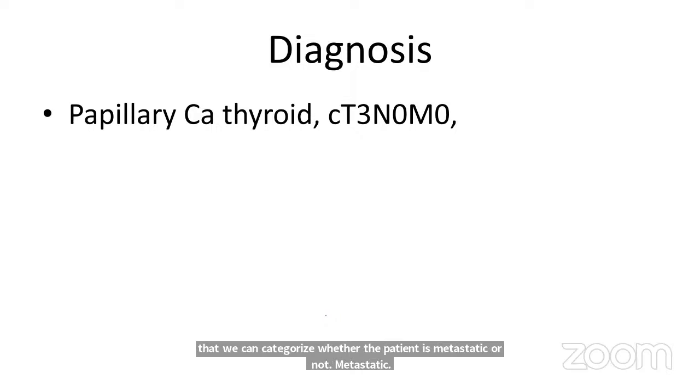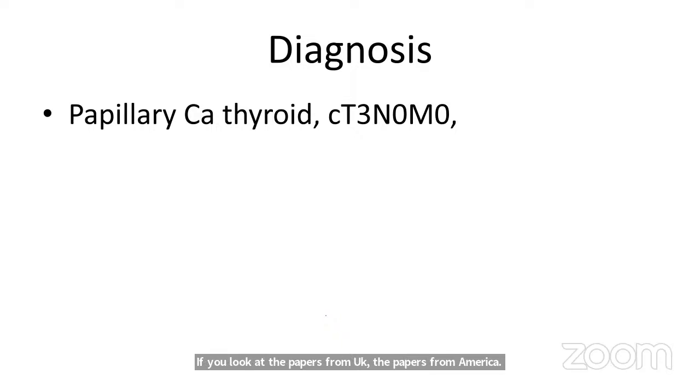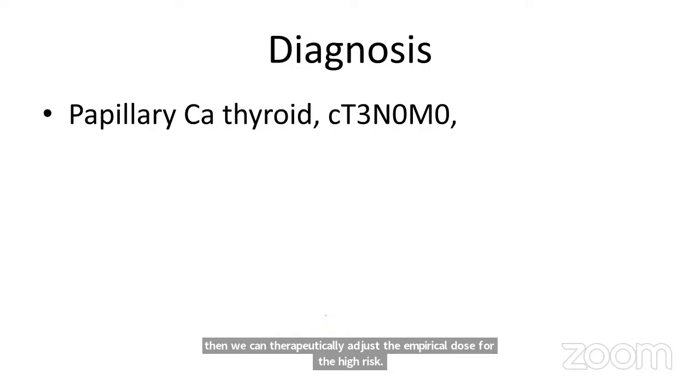So that is the answer you have to give in your exam. There is a definite role for a diagnostic scan before the therapeutic ablation. Recently, the papers from the UK and from America have all said that the low-dose scan doesn't pick up any of the distant metastasis because it's just too low a dose. But that is not true. What Madam has said is absolutely correct. We have to do a low-dose scan, and then we can therapeutically adjust the empirical dose for the high dose. Now, tell me, what is the role of thyrogen in ablation?